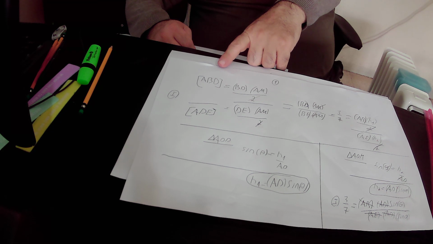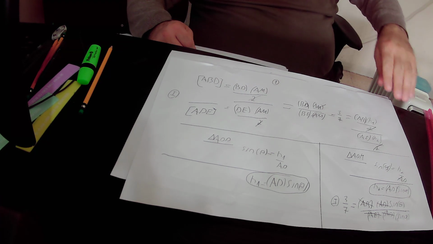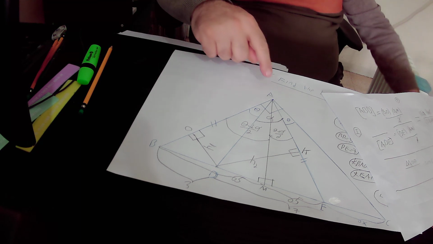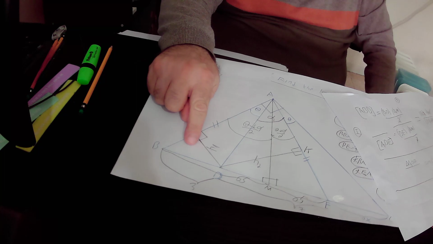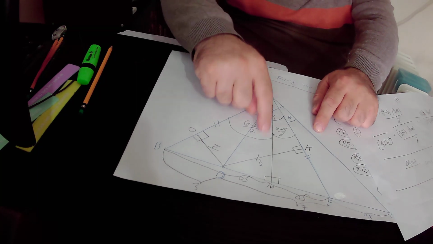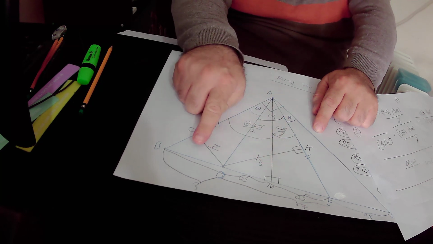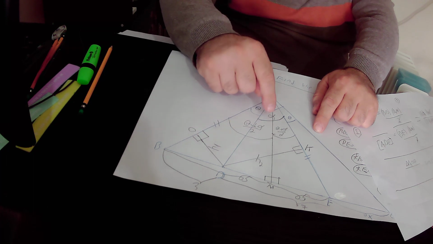The ratio between the area of triangle ABD, the square brackets is the sign for the area, it means the area of triangle ABD over the area of triangle ADE. What is the area of triangle ABD? The area of triangle ABD equals the base of the triangle, that is BD, times the height to the base, that is AM. Why is AM the height? Because it creates 90 degrees with the base BD. So it is BD times the height AM over 2.